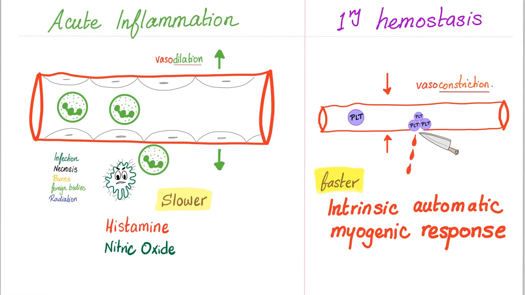When you compare acute inflammation to primary hemostasis, which one is faster? Of course, this is important for survival. I need to do it within milliseconds, otherwise I'm gonna bleed to death. But here I can take my time. How did the vessel constrict here? It's intrinsic autonomic myogenic response. No one is influencing the constriction. It's just when you cut the vessel, it contracts. This is what it does. It's natural. But the vasodilation requires some mediators such as histamine and nitric oxide. And that's why you have redness, hotness because of the vasodilation.